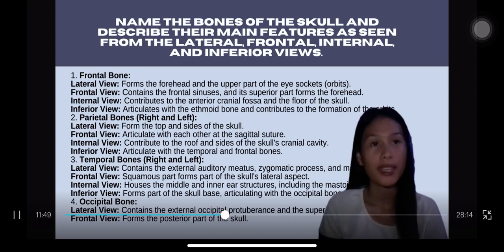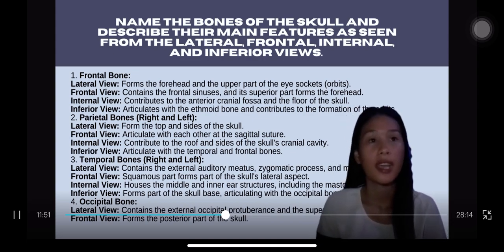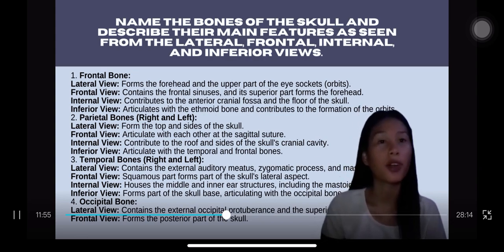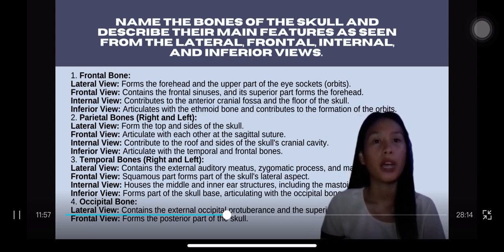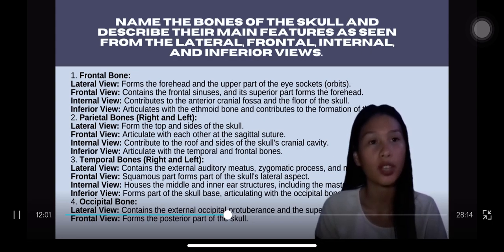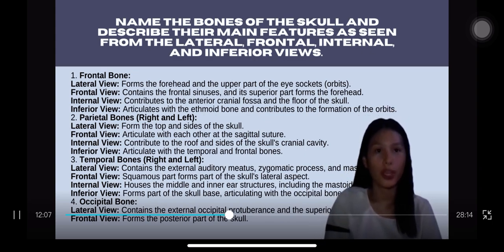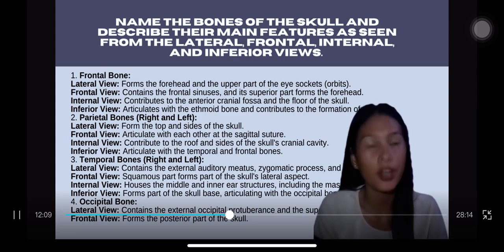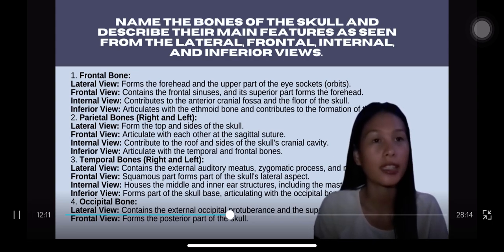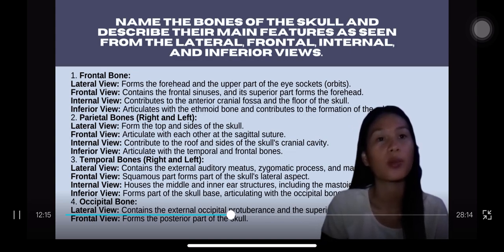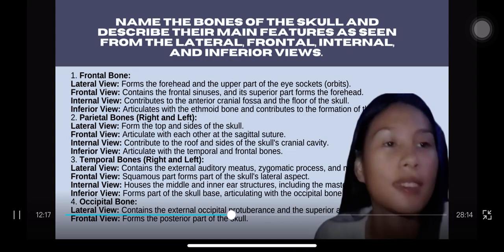The frontal view contains the frontal sinus, and its superior part forms the forehead. The internal view contributes to the anterior cranial fossa and the floor of the skull. The inferior view articulates with the ethmoid bone and contributes to the formation of the orbits.